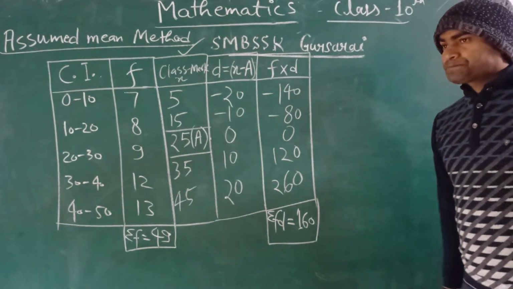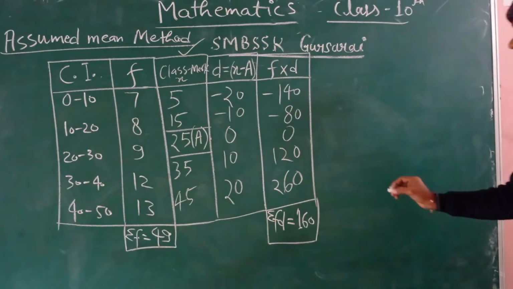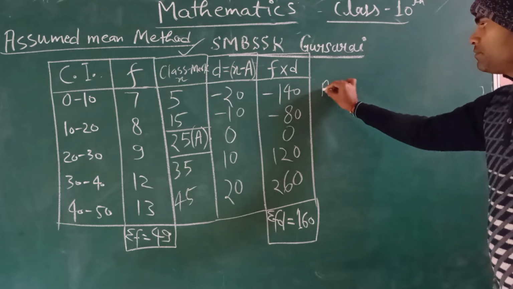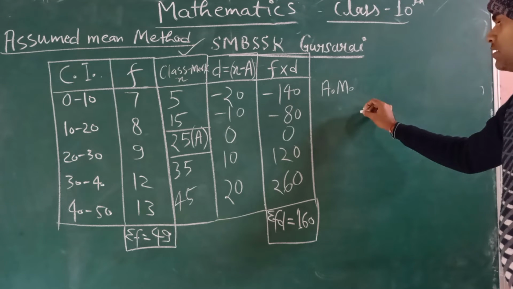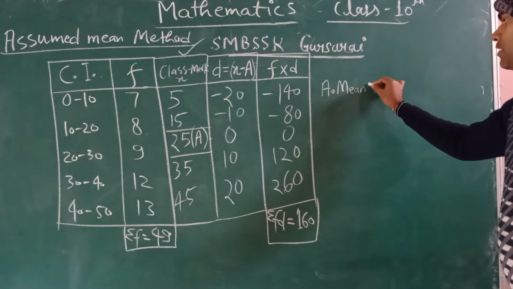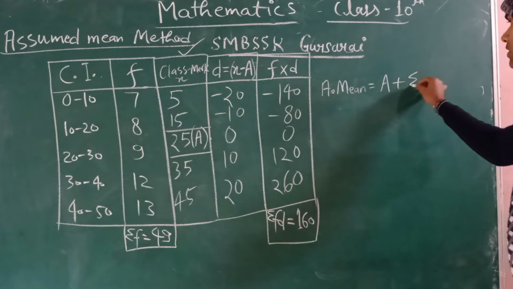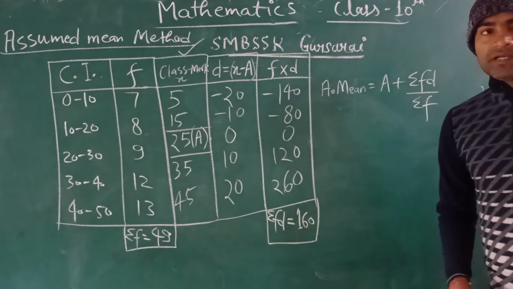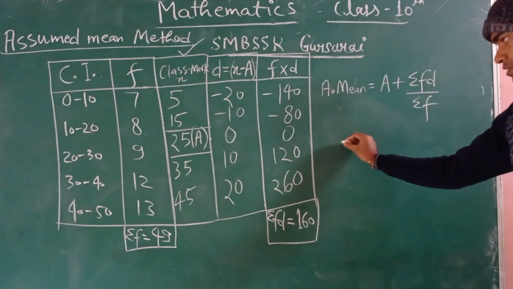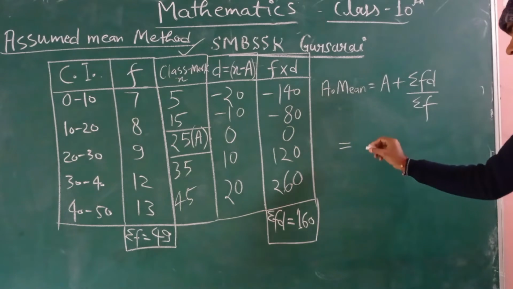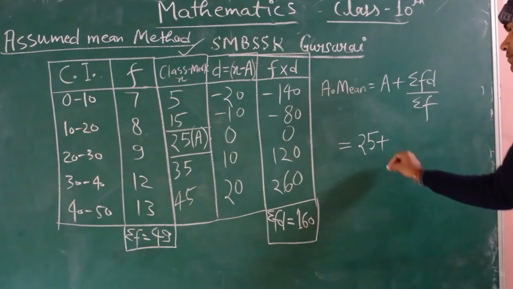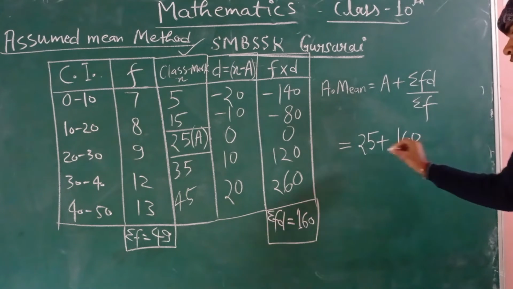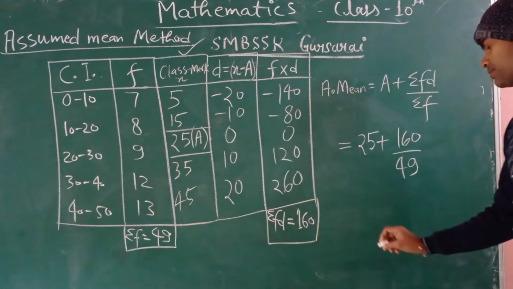Students, now remember the formula for finding the arithmetic mean by the assumed mean method: mean is given by a plus sigma fd upon sigma f. A is 25, sigma fd is 160, upon 49.